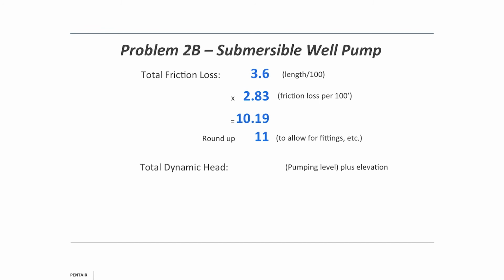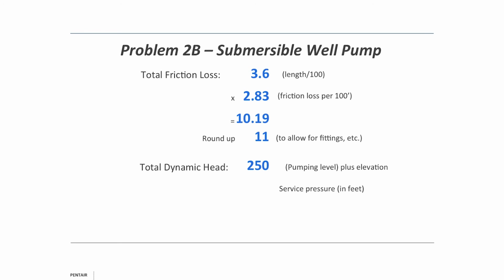Total dynamic head then is your pumping level plus elevation. Remember, there's elevation this time, for a grand total of 250. Okay, we've got to account for our worst case scenario for drawdown plus the elevation. So we want to make sure we get all the numbers covered. So we're going to plan on 250 feet.